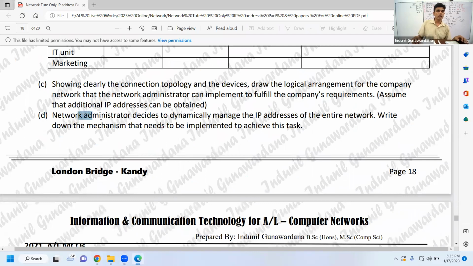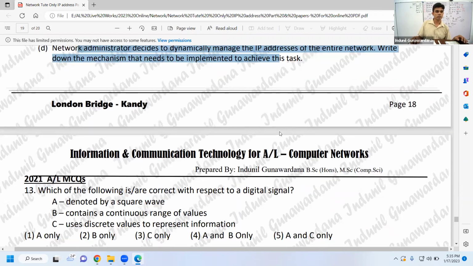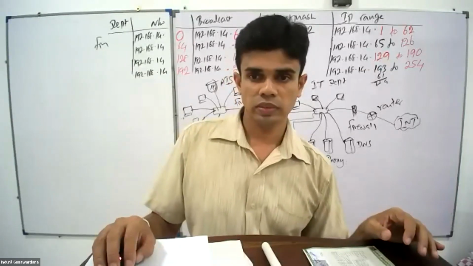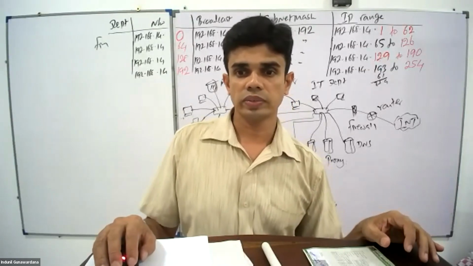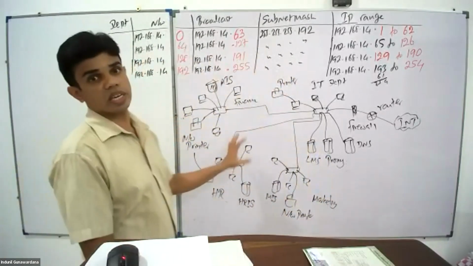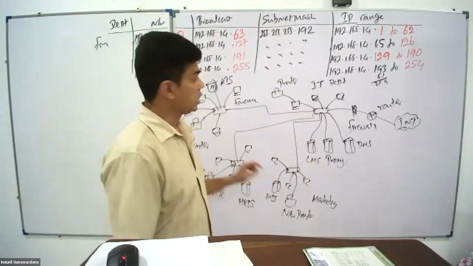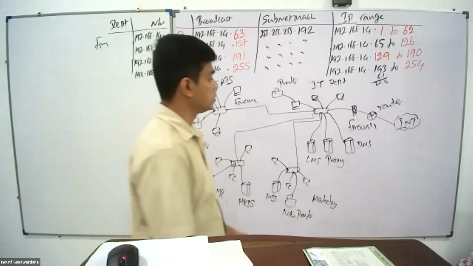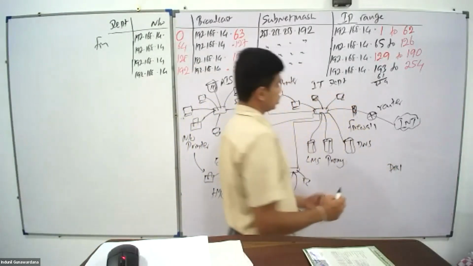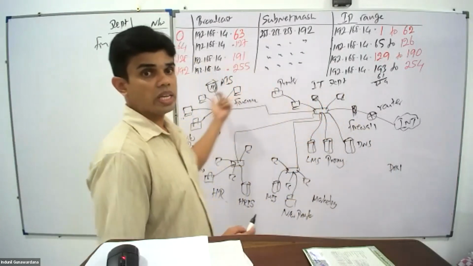Right. Then part D, network administrator decides to dynamically manage the IP addresses of the entire network. Write down the mechanism that needs to be implemented in the network to achieve this task. Now, administrator wants to assign IP addresses dynamically. Then what is that point? That means IP addresses have to be assigned automatically. Then we need to have a DHCP server. If it is a case, where will the DHCP server be connected? Should I connect them into the IT department or any other subnetwork?